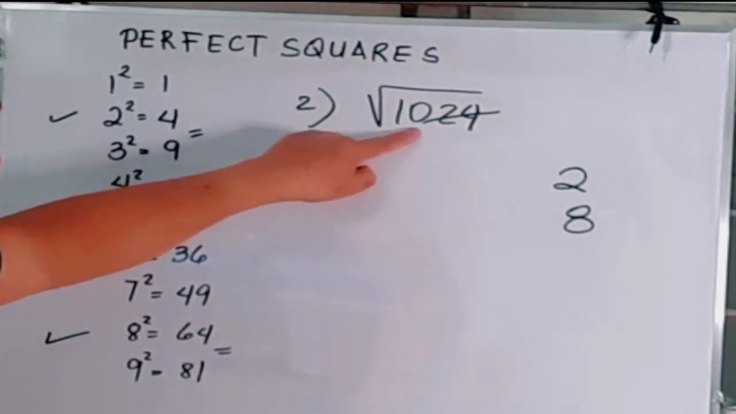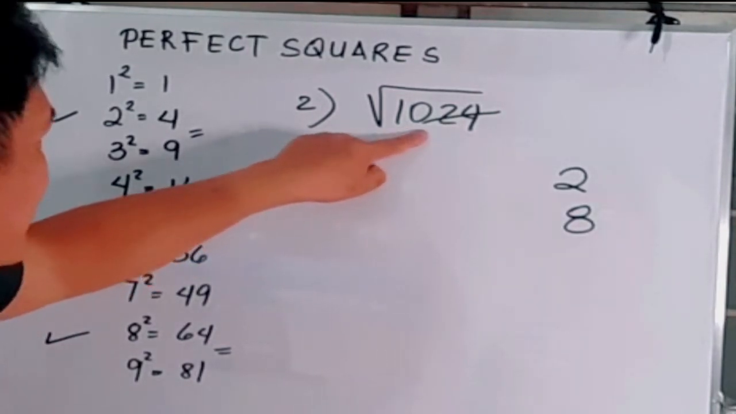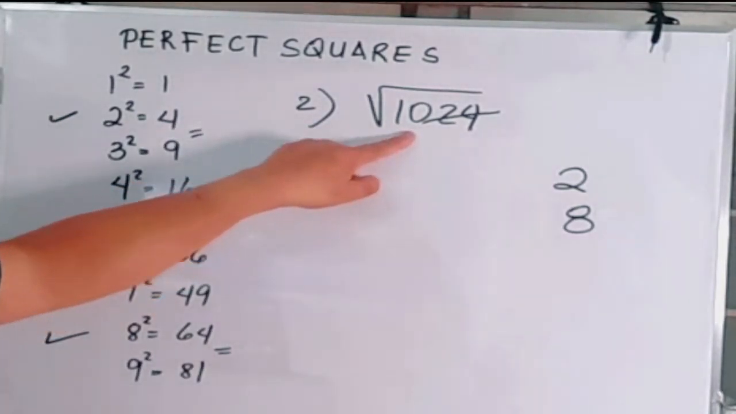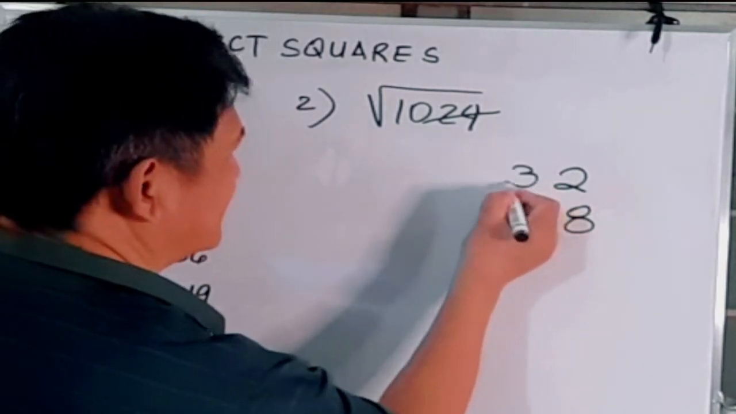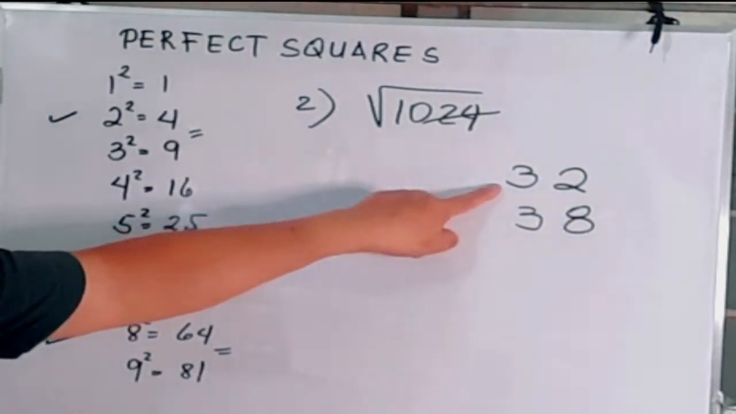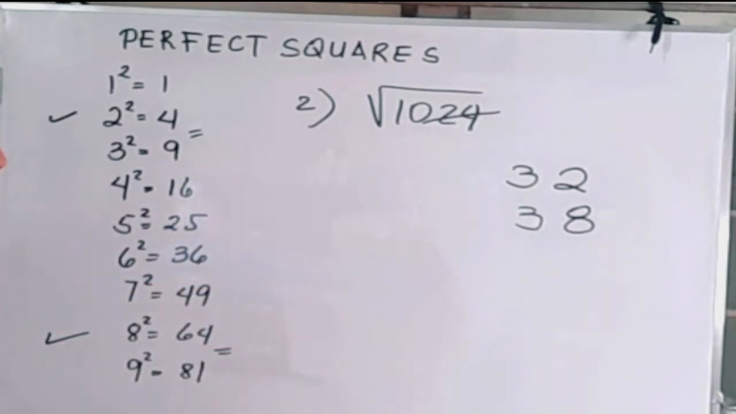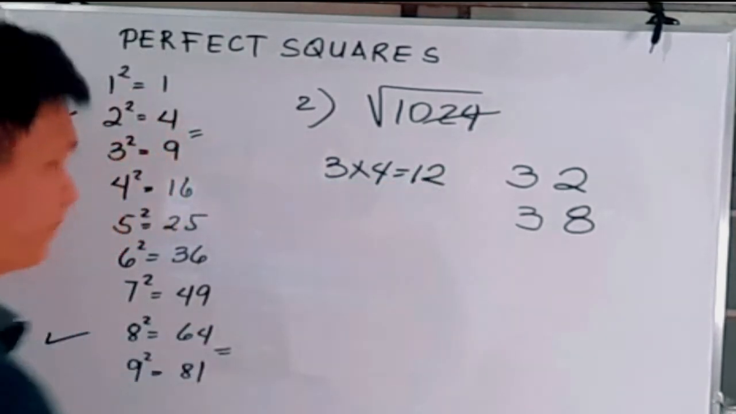Now, let's go with the number 10. Let's find the perfect square lesser than 10. And of course, that is 9. 3 squared is 9. So, your first digit is 3. We find now if your answer is 32 or 38. What's your next step again? It is to multiply your 3 by the next higher number. That is 3 times 4, which is equal to 12.